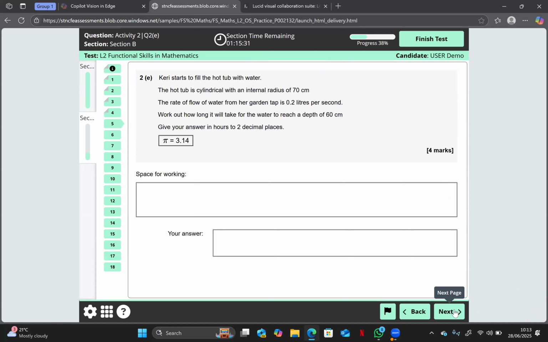So Kerry starts to fill the hot tub with water, and the hot tub is cylindrical with an internal radius of 70 centimeters. The rate of flow of water from her garden tap is 0.2 liters per second. How long will it take for the water to reach the depth of 60 centimeters?